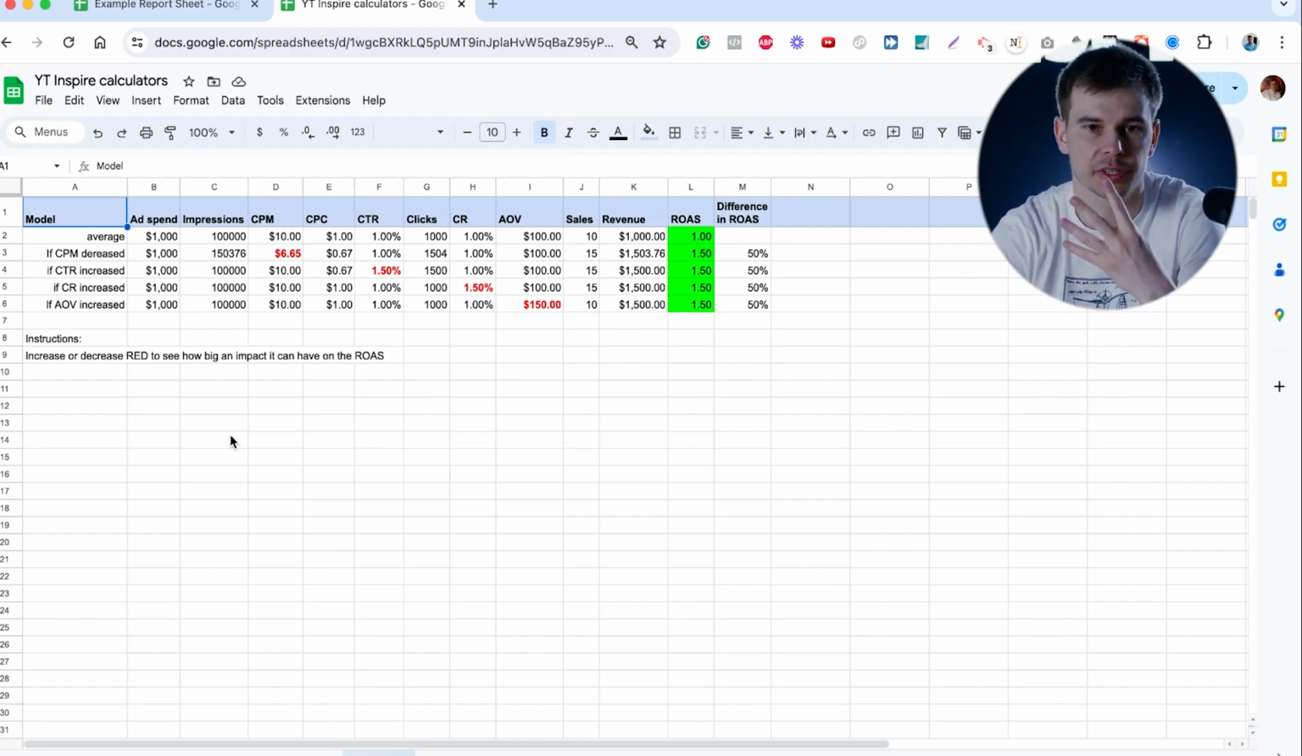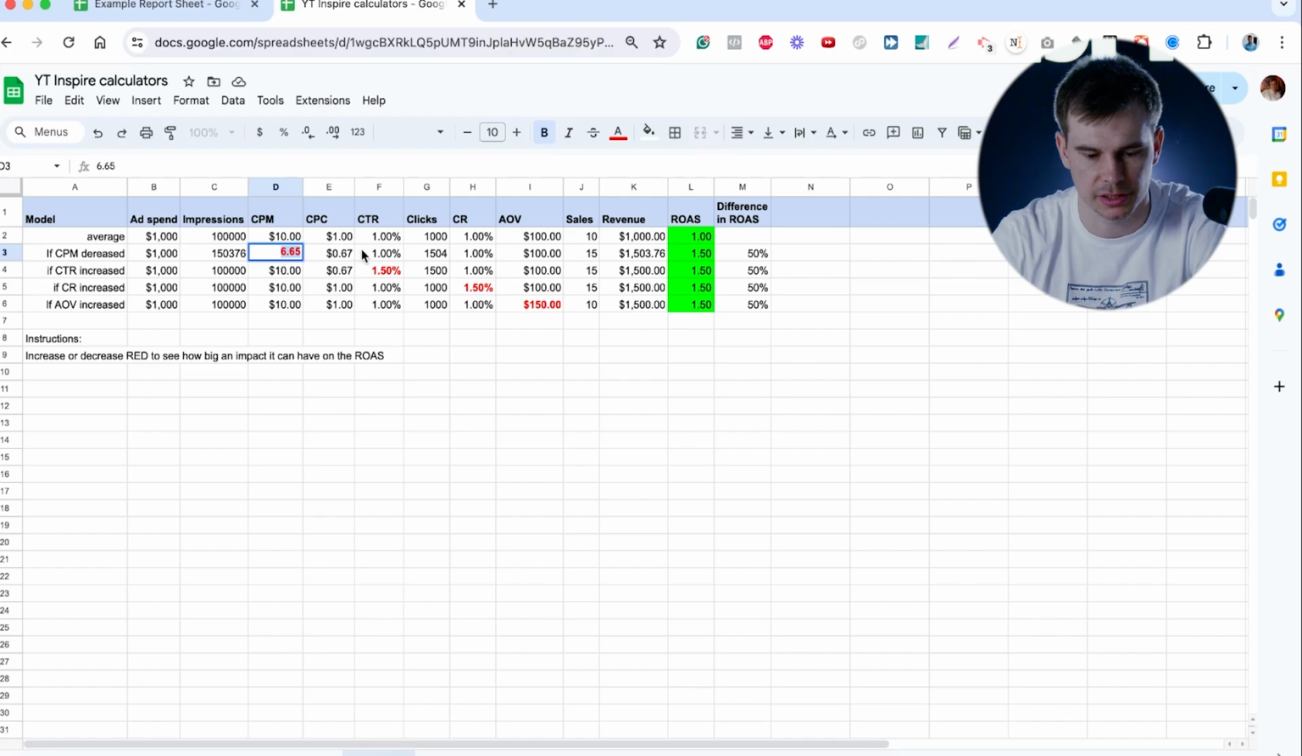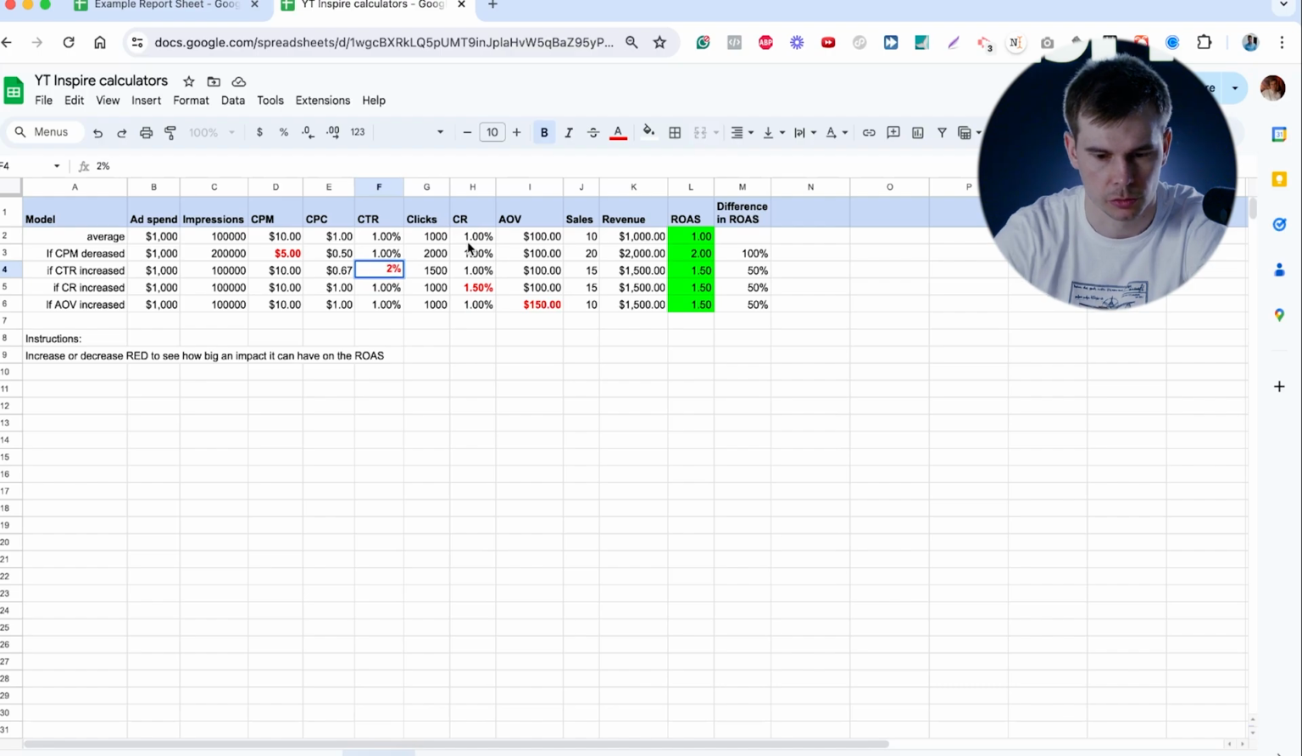There are only 4 metrics that are impacting your ROAS: CPM, click-through rate, AOV, and conversion rate. So here, this is the average, where spend is 1,000, impressions, CPMs, everything is average. But if CPM decreases, you can see that it impacts our ROAS differently. Let's say we can get our CPM from $6 to $5, our ROAS automatically goes up. If we can get our click-through rate from 1.5 to 2, okay, again, ROAS goes up. If we can get our conversion rate from 1.5 to, let's say, 1.75, okay, ROAS goes up.